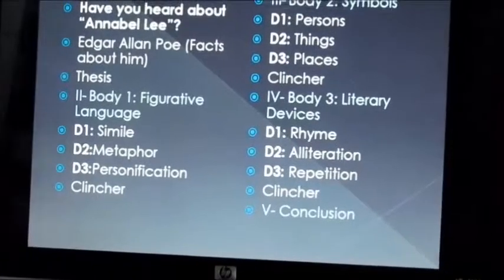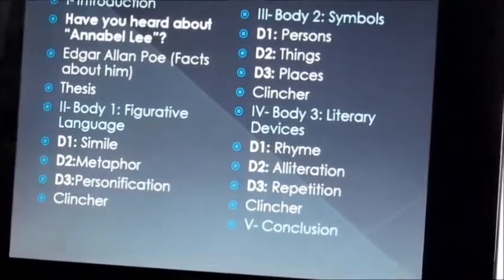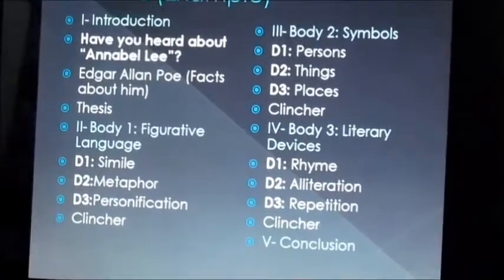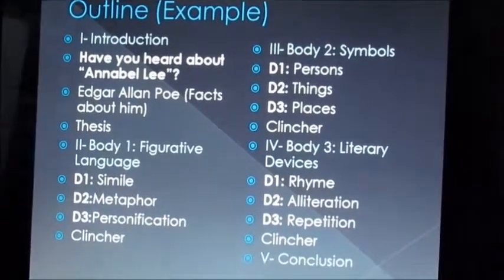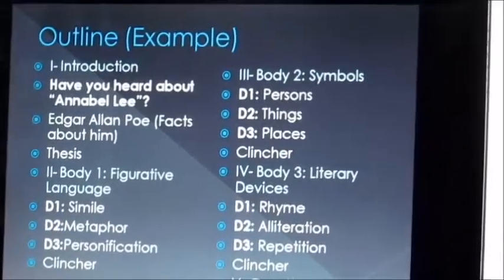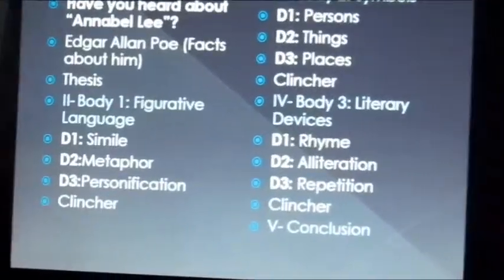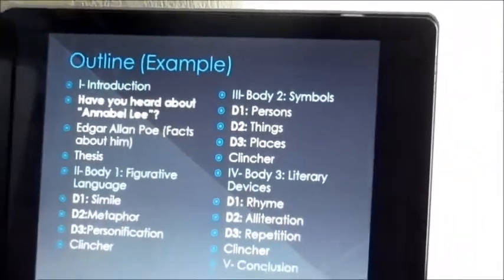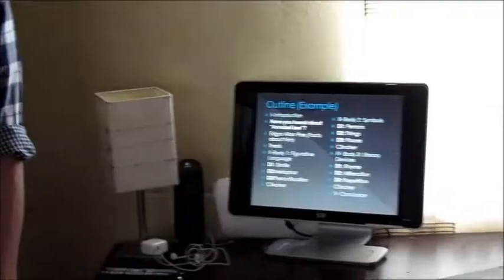Then in body 1, we will use this body for the figurative language. Here you will look for simile, which is a comparison between two things using like or as. Metaphor, which is almost the same but without using like or as. And personification, which is giving human qualities to a non-human object. And then you will end the paragraph with a clincher sentence. Then in body 2, you will write about symbols. These can be persons, things, or places, and again you will end the paragraph with a clincher sentence.